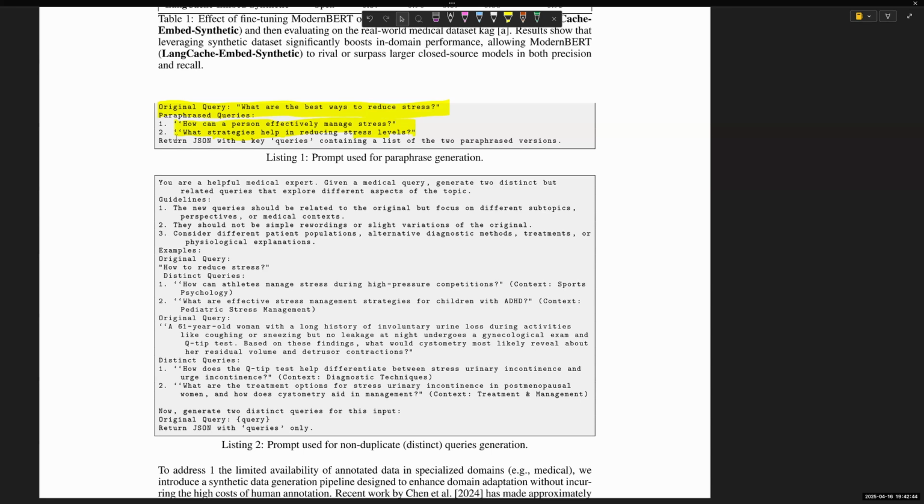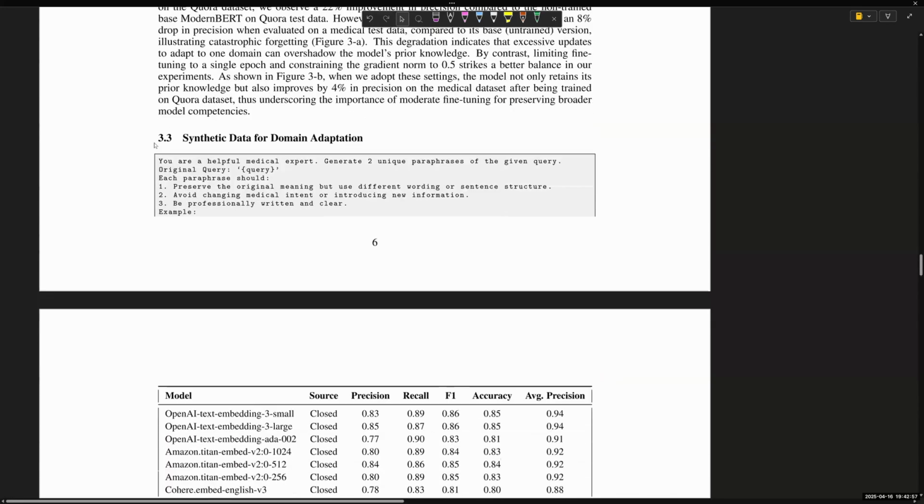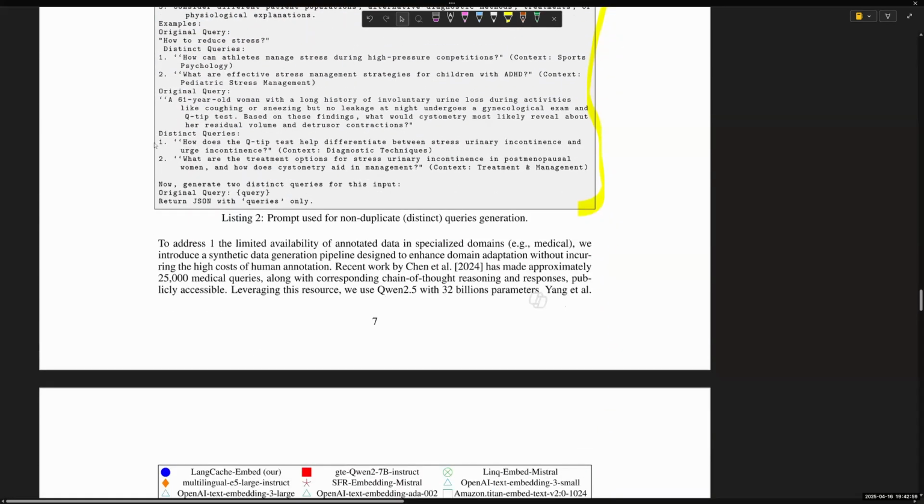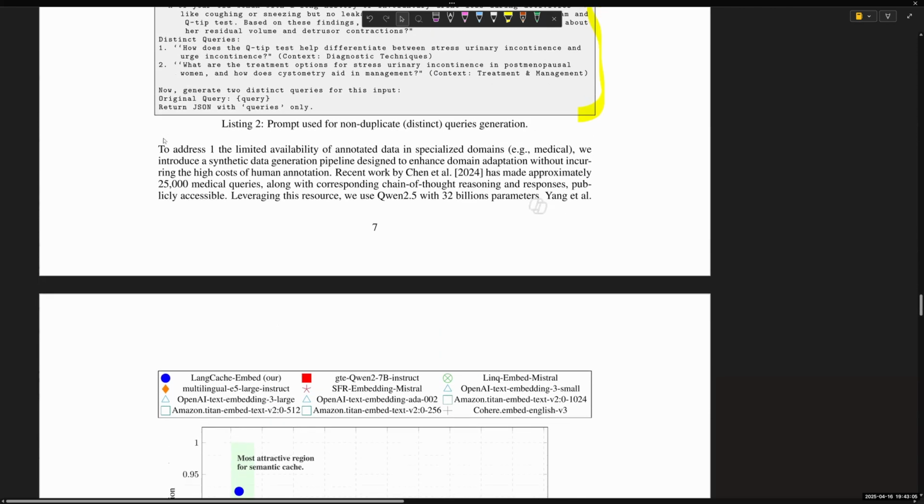Now generate two distinct queries for this input. And so you can imagine that this prompt is exactly the system prompt that you would have written, some form of it. This is to generate similar ones. But at the same time, what is more interesting is that a similar one is not a surprise. You just paraphrase it.